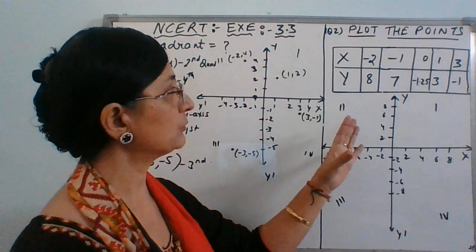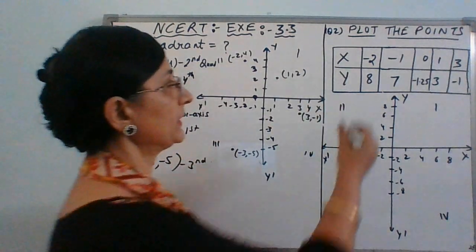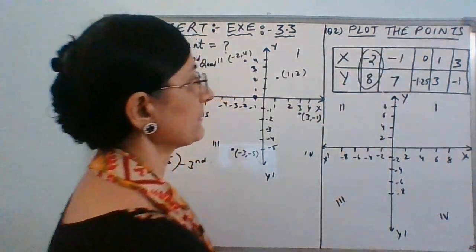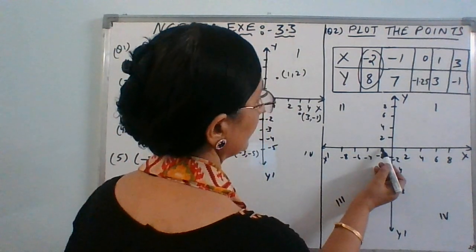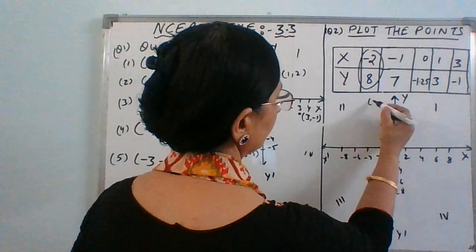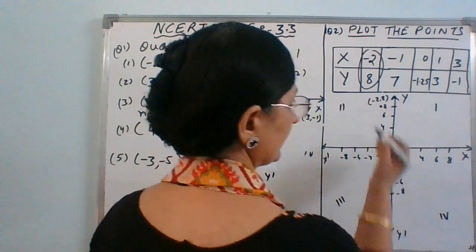Okay, now here we have to plot these points, right? First point is x is -2 and y is 8. X is -2, where is x -2? Here. Y is 8 and this is the point here. (-2, 8), right? Second quadrant.